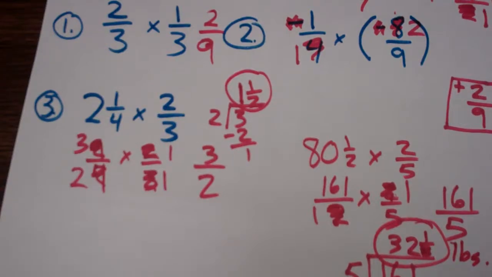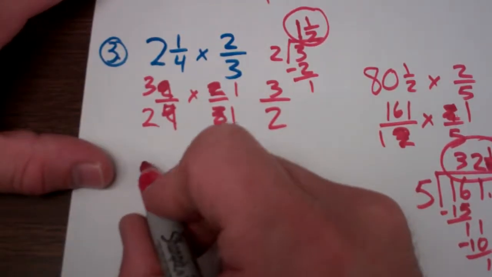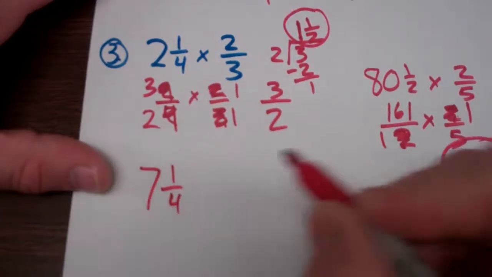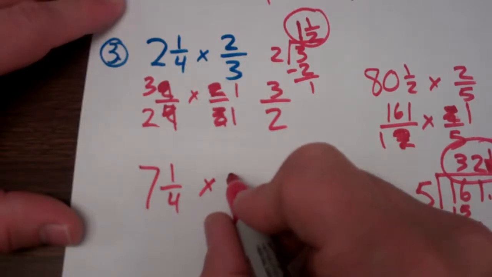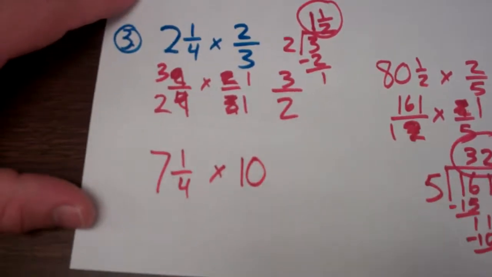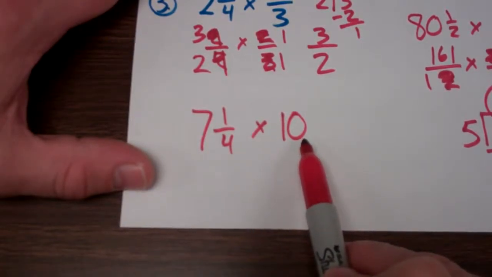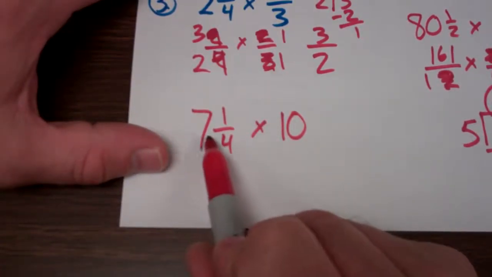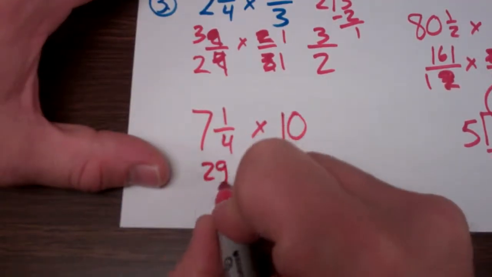Okay? I did want to show you one more, and that's if you had something like this. So let me do one more problem. 7 1/4 times 10. Okay? The problem is some people don't remember how to change 10 into an improper fraction. So we can do this one. Multiply, you have 7, you have all 4. Add your 1, 28, 29/4.